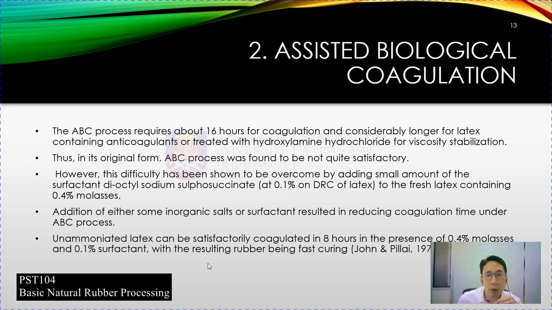Some of the industry demands that the latex collected in the field be not preserved, that is, unammoniated latex, before the ABC coagulation process was introduced. So if the industry is using the ABC process, they want your rubber to be unpreserved or unammoniated.